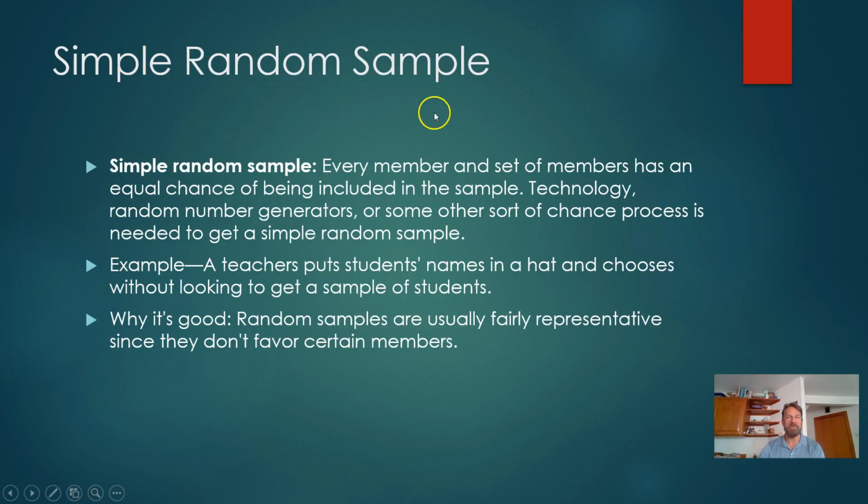Random sampling, simple random sampling is just, you're basically just picking people. You go into your population, you're just picking people at random. So in that case, every member or every set of members has an equal chance of being included in the sample.